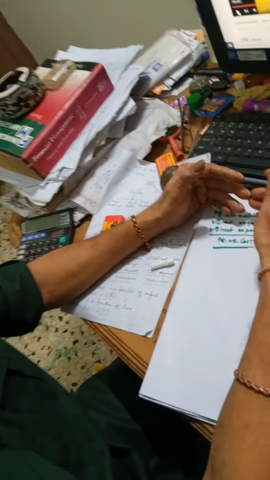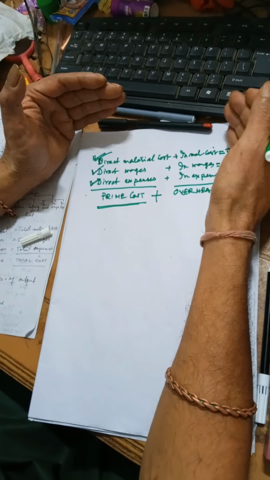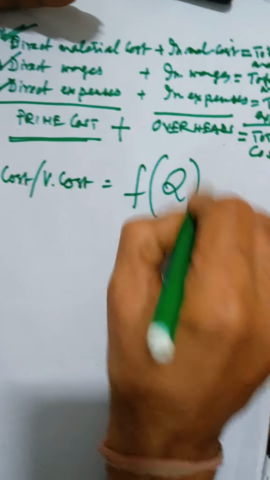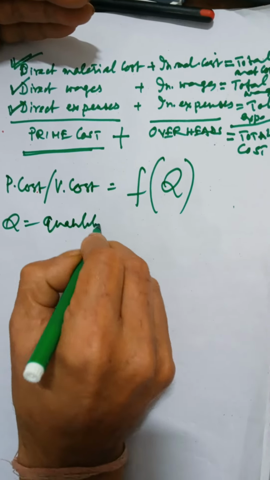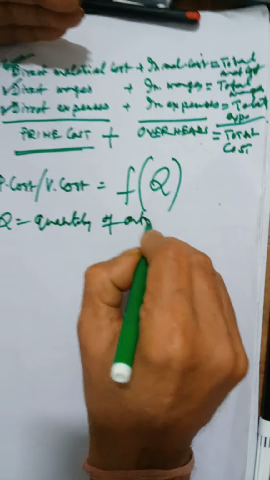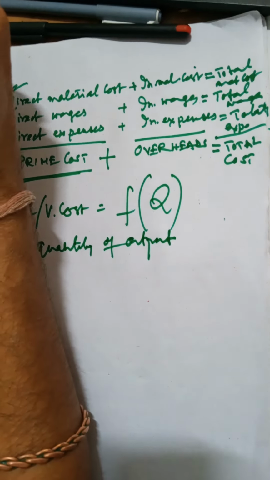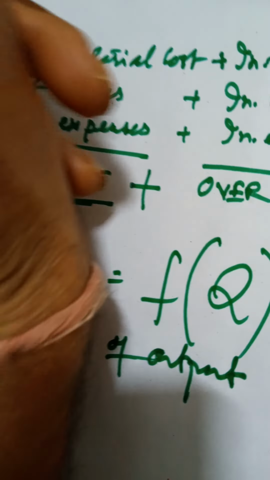So prime cost means the direct costs or variable costs which are directly related with output, and so prime costs are all functions of output. So prime cost or variable cost is a function of quantity, Q is the quantity of output, and fixed cost or overhead cost does not vary with output, but it varies with time.